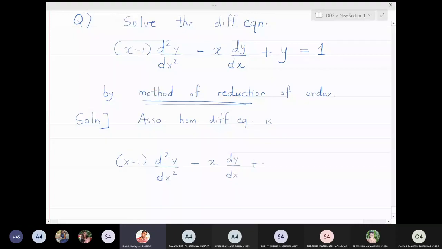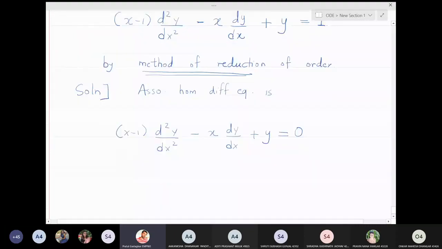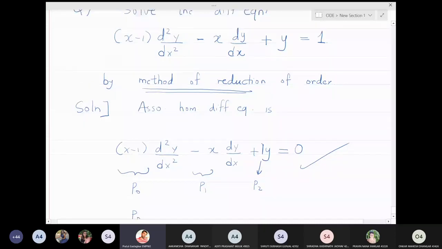Do we know a solution? Can you tell me which y1 I should put here so that it will become the solution of this differential equation? Now, how do you find this y1? Can we make a guess of finding a y1 over here? So what we will do is look at the coefficients. Now, who are the coefficients? This is p0, this is p1, and this 1 is your p2. So p0 is x minus 1, p1 is minus x, and p2 is what? P2 is 1.